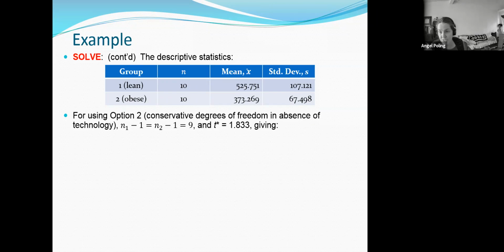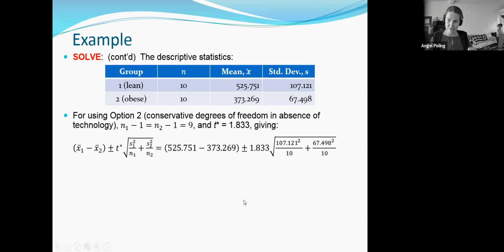For using option 2, which is our option, called the conservative degrees of freedom in absence of technology, since the sample sizes are the same, the degrees of freedom are the same, which is 9. We choose the lowest, which is 9, and then we find the t star to be 1.833. I'm pretty sure they just gave us that, not that we found that anywhere.